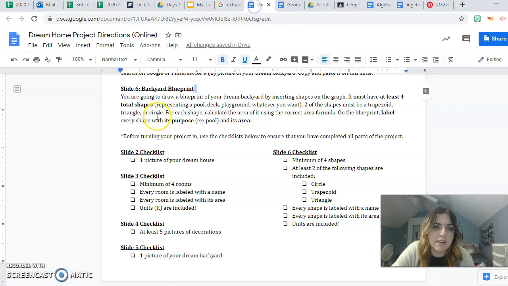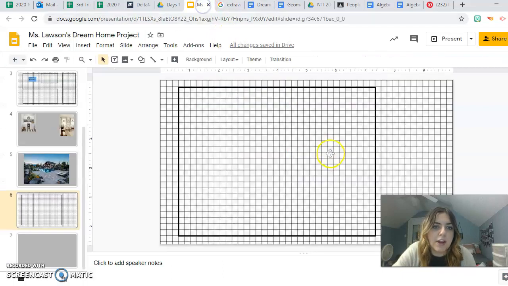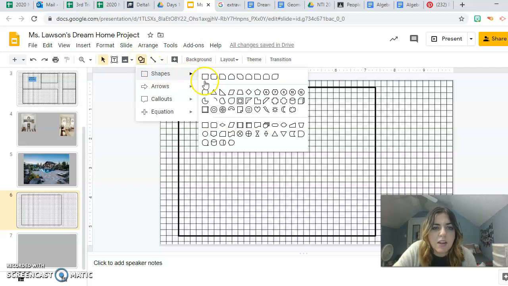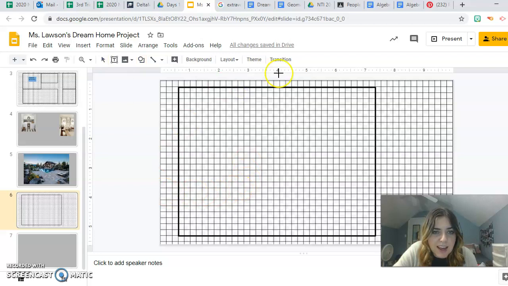An important thing, if I look at my directions, is that two of the shapes must be a trapezoid, triangle, or circle. Again, down here, at least two of the following shapes are included. So I am going to start by, let's do a trapezoid. And maybe I want a trapezoidal pool. Okay, so I go to trapezoid and my pool is going to be located about right here.